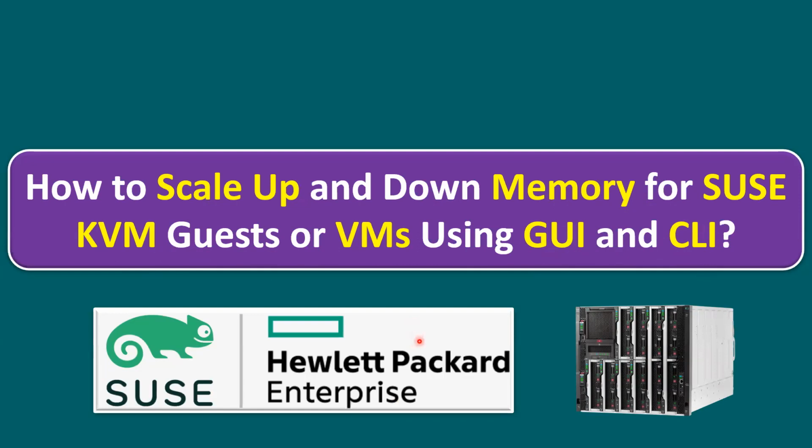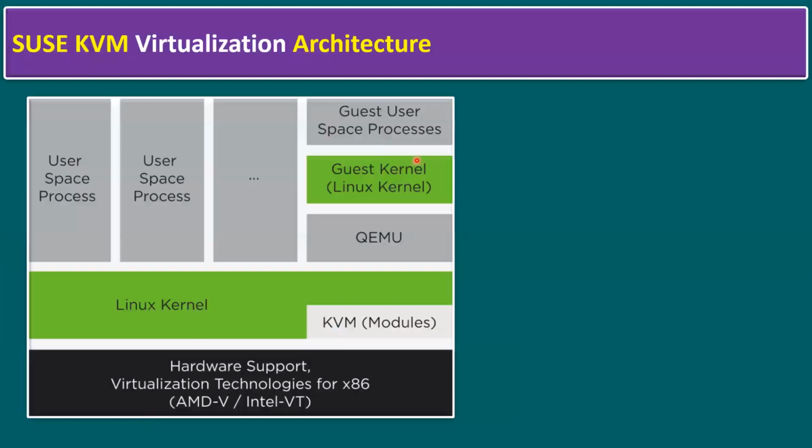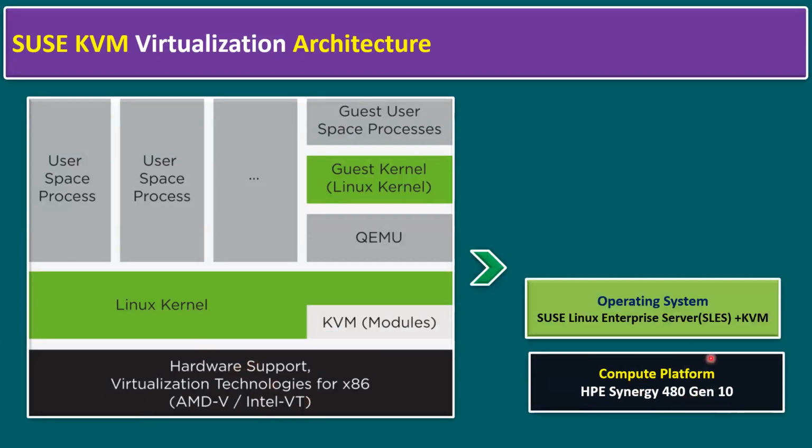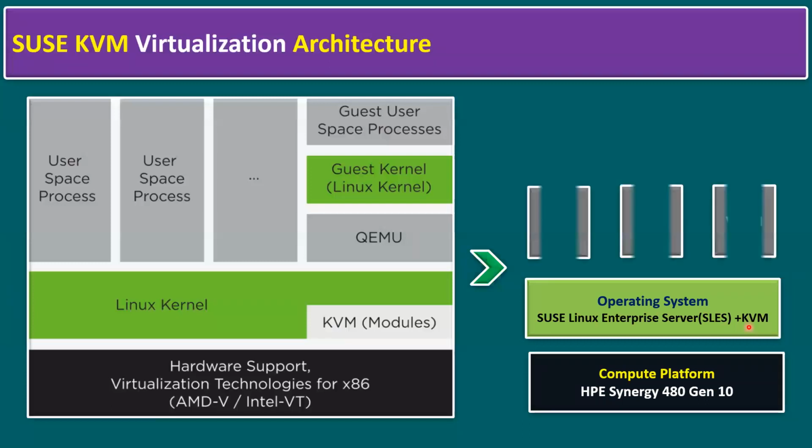Within our demo environment, our SUSE KVM is running on one of the HPE Synergy compute nodes. On top of this Synergy compute node, we are running the SUSE KVM version. Let's quickly recap our KVM virtualization architecture. Within our hardware, we are using Synergy 480 Gen10. On top of that, we install the operating system, SUSE Linux Enterprise Server, SLES, with KVM modules. On top, we are running multiple virtual machines. This is our demo infrastructure.